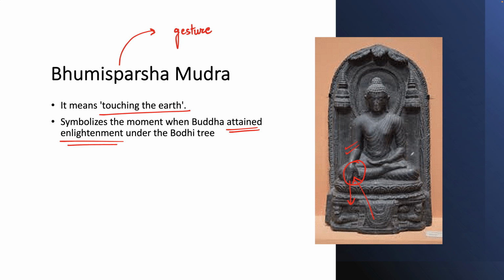So this gesture symbolizes the moment when the Buddha touched the earth with his right hand to ask it to bear witness to his attainment of enlightenment. And this is commonly depicted in Buddhist art. It is often used as a symbol of Buddha's enlightenment or as a reminder of the importance of mindfulness and awareness in the Buddhist path.